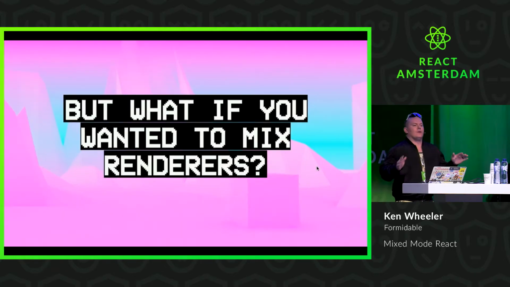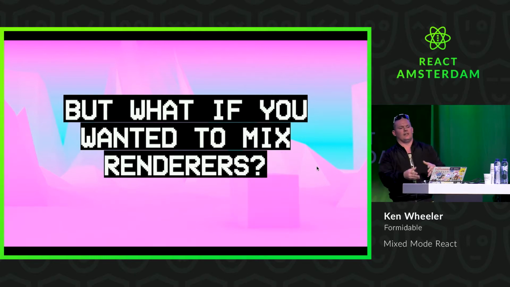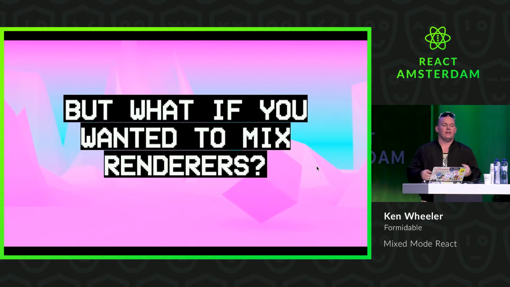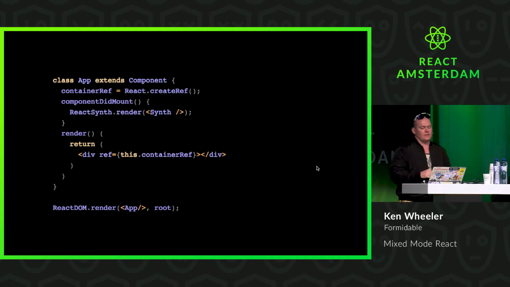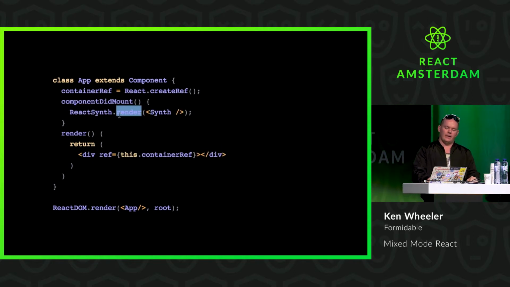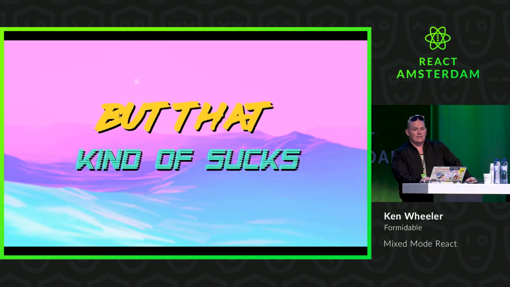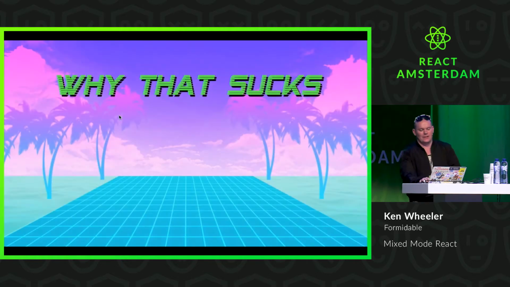But what if you need to mix more than one thing? If you have one of these renderers, a lot of the time it's just DOM, or it's just React Native, or it's just this synth thing. So you could do something like this, where you have a container, and you're doing something in there, and you React DOM render that, and then you could do a separate render here. But that sucks. I wouldn't feel good about doing it, and I'll tell you exactly why that sucks.